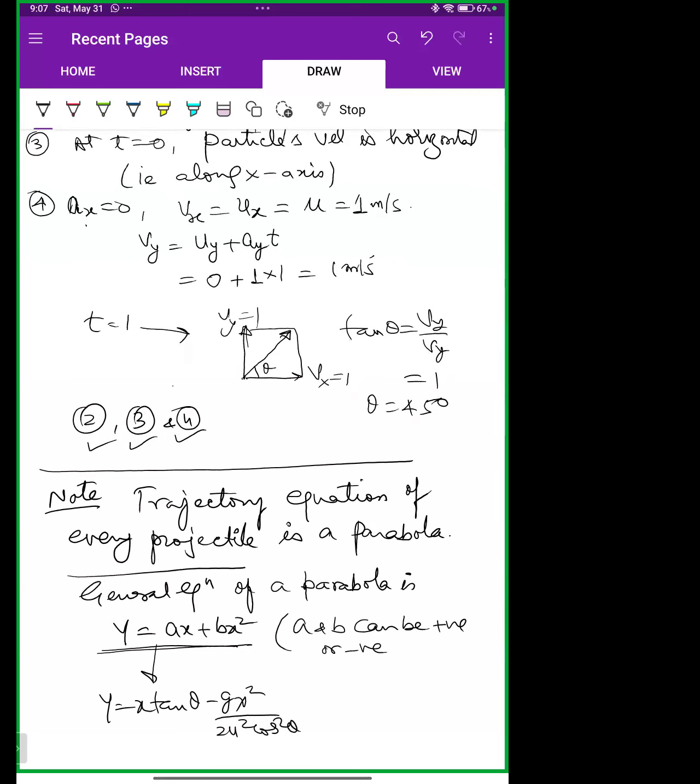You see here, A is tan theta and B is equal to g upon 2u square cos square theta.